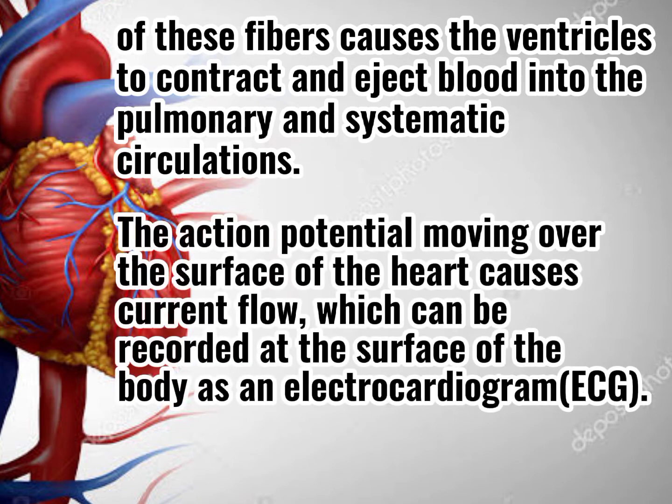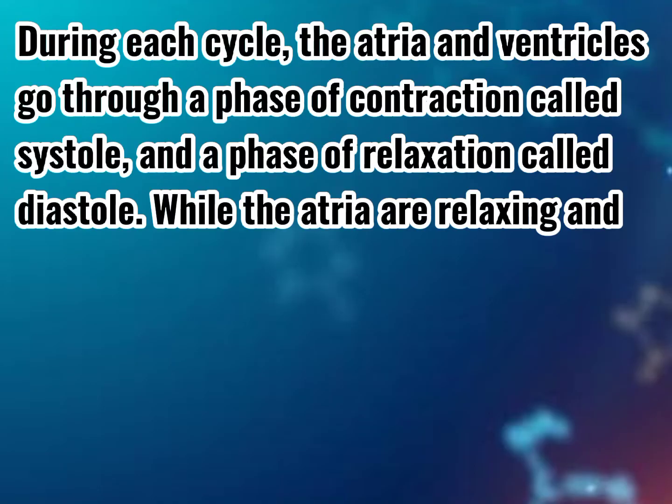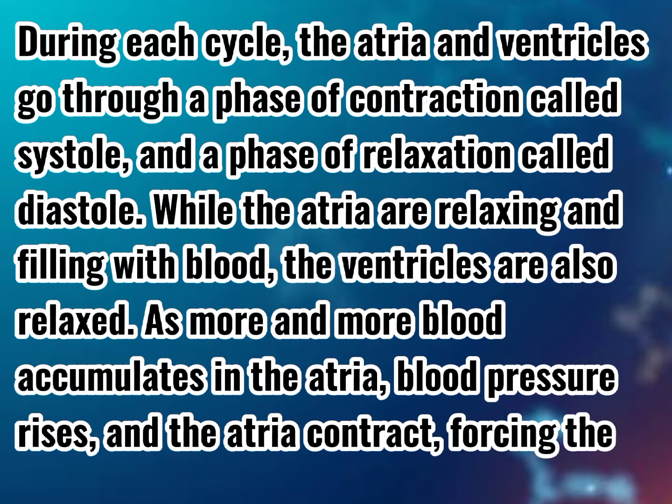The action potential moving over the surface of the heart causes current flow, which can be recorded at the surface of the body as an electrocardiogram. During each cycle, the atria and ventricles go through a phase of contraction called systole and a phase of relaxation called diastole. While the atria are relaxing and filling with blood, the ventricles are also relaxed.